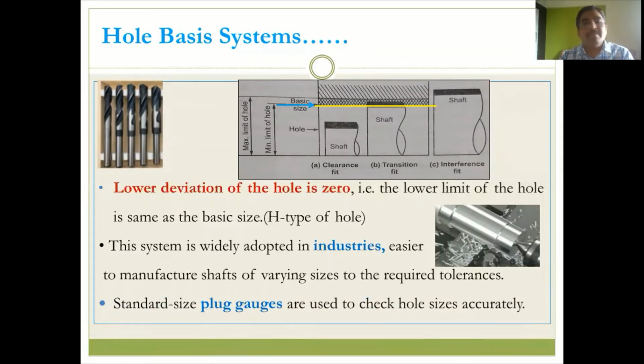A standard size plug gauge is used to check the hole. Yes, suppose the drill size is 10, 12, 14, 16. According to that, gauges are available and we can easily check the hole size with them.